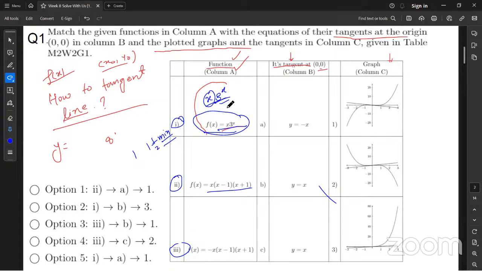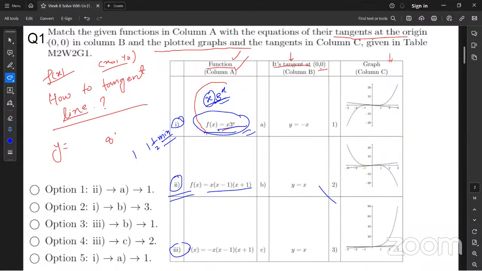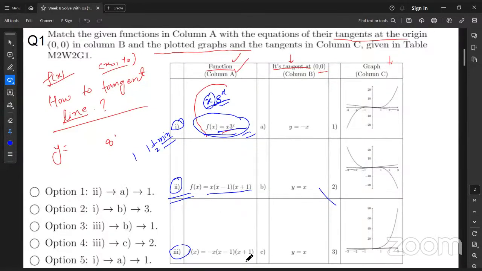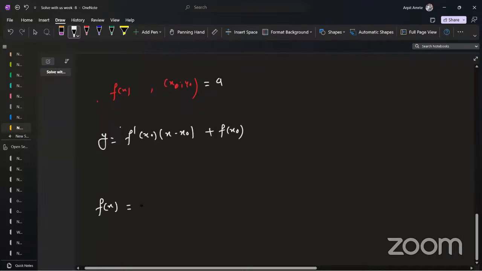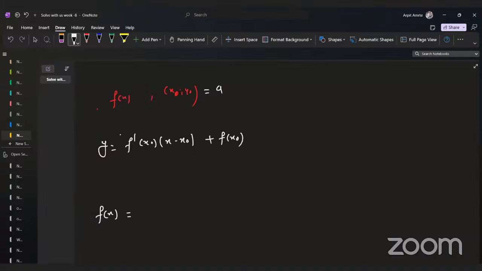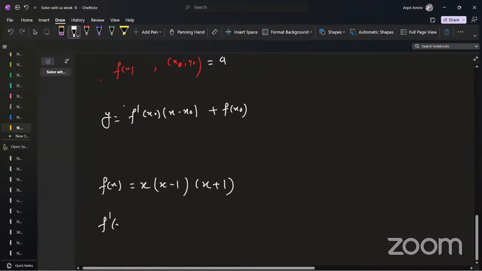Okay. Now let's discuss the solution of this equation. Similarly, we will go by our strategy. I will let you know the solution of this as well, but firstly we will solve this too. Can someone please tell me what my function f is? f of x is x, then x minus 1, then x plus 1. Okay. Now I need to find f prime.